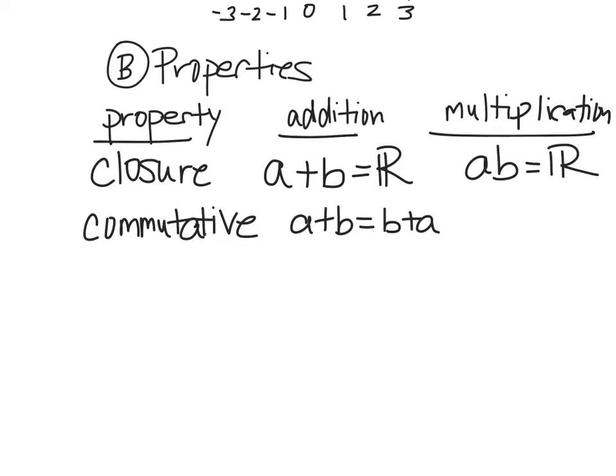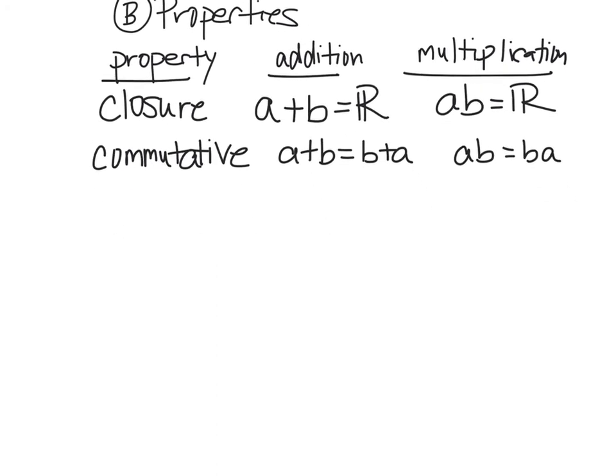Now, do you see how that wouldn't work for subtraction? 2 minus 3 is not 3 minus 2. It works for addition, and it works for multiplication. A times B is B times A. So that's called the commutative property. I like to think of it as communication. Communication works both ways. I communicate with you, you communicate with me, and it goes like that.